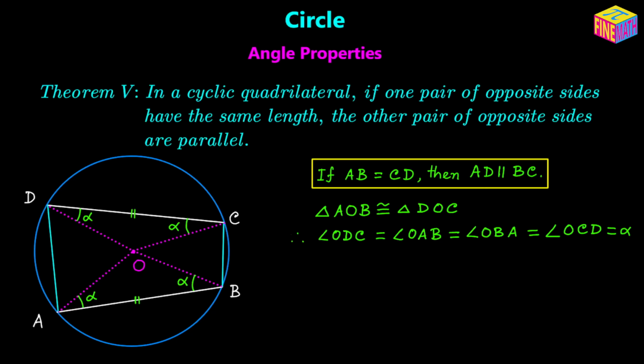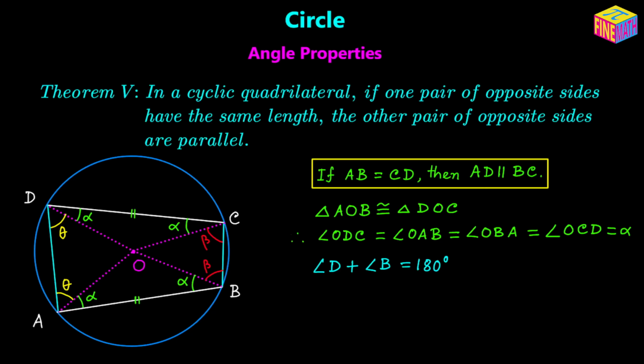Next, let's look at the triangle OAD. That is also another isosceles triangle because OA is equal to OD, which is nothing but the radius of the circle. So then the angle OAD will be equal to angle ODA, and let's call it theta degree. And similarly, if we look at the triangle OBC, that is also another isosceles triangle because OB is equal to OC, which is nothing but the radius of that circle. So that is an isosceles triangle.